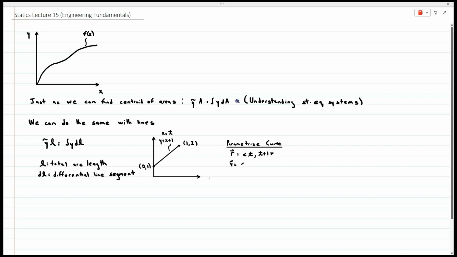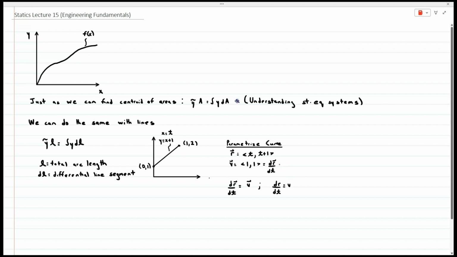Technically, it will be called the velocity, right? Velocity is a vector and speed is its magnitude. So if we take the time rate of change of this position, what we're going to get is (1, 1). And if we wanted to find the total length, what we could think about is this scalar relation. The time rate of change of the position is equal to the speed.